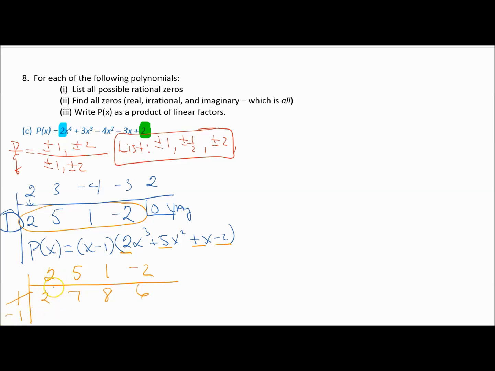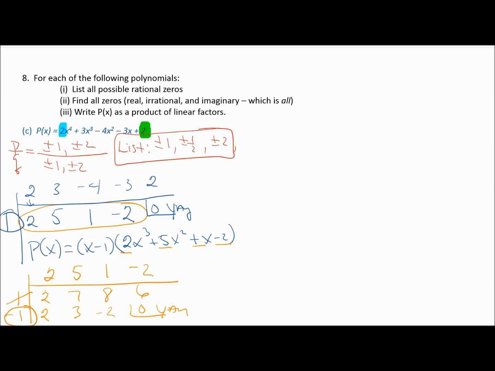I'm going to check -1. 2 comes down. -1 times 2 is -2, plus 5 is 3. -1 times 3 is -3, plus 1 is -2. And -1 times -2 is 2, plus -2 is 0. Well, yay. That means I found a second 0.